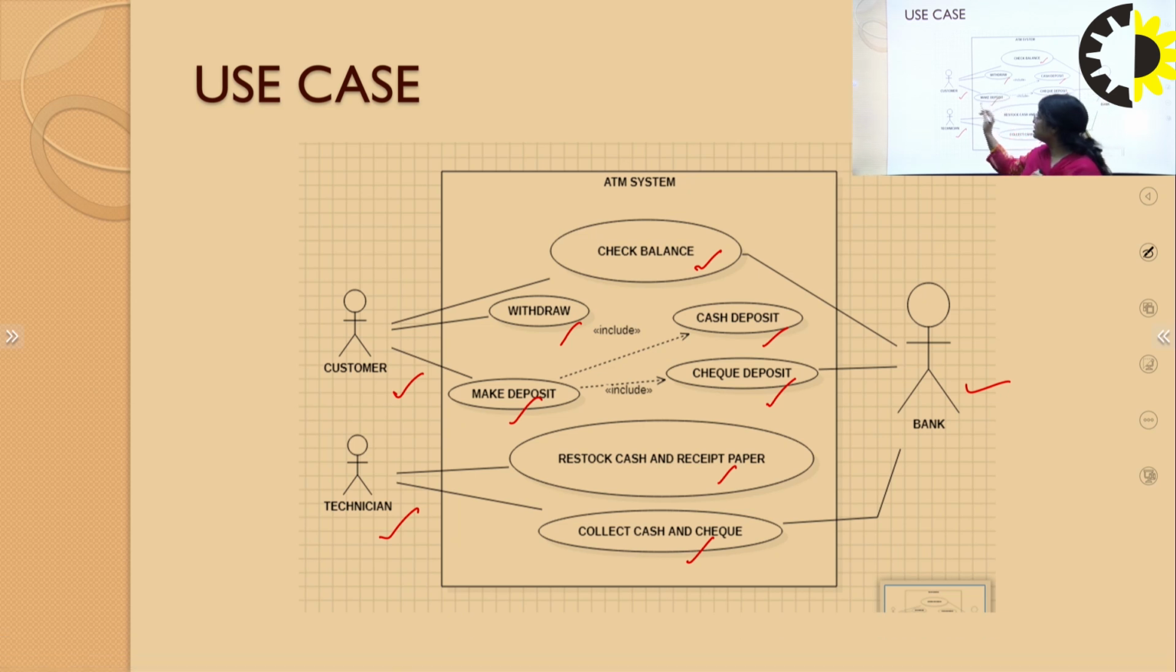For depositing the amount, he can deposit the cash or he can deposit the check. These are the mandatory functionalities included in this use case, so we provided it with the include option. The technician can use restock cash and collect cash. The bank actor can access these functionalities. So this is the use case for the ATM system.